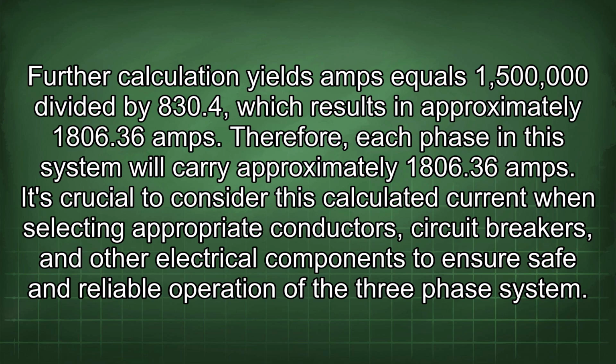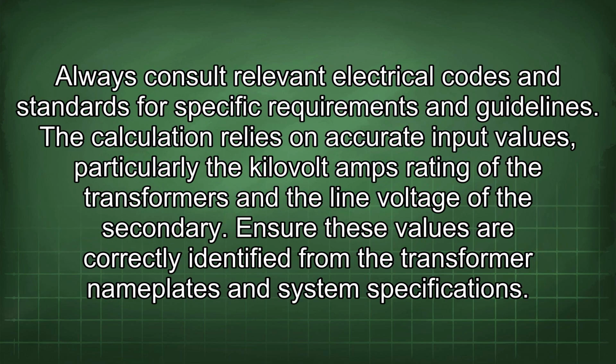It's crucial to consider this calculated current when selecting appropriate conductors, circuit breakers, and other electrical components to ensure safe and reliable operation of the three-phase system. Always consult relevant electrical codes and standards for specific requirements and guidelines. The calculation relies on accurate input values, particularly the kilovolt amps rating of the transformers and the line voltage of the secondary. Ensure these values are correctly identified from the transformer nameplates and system specifications.